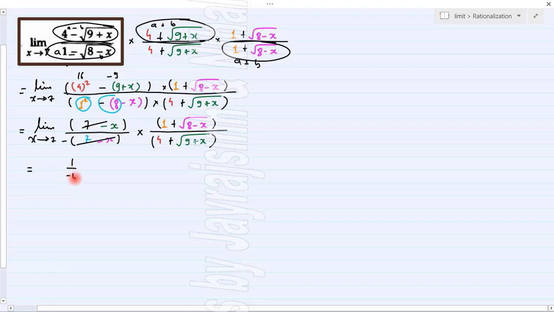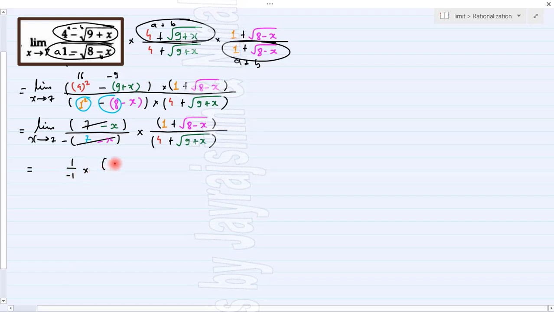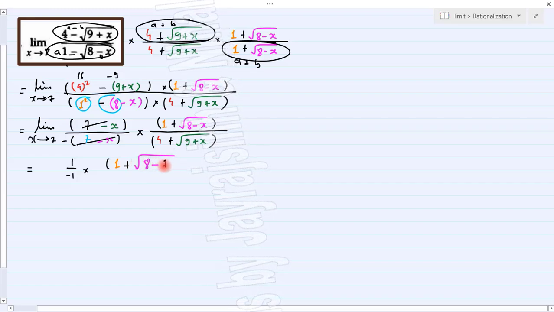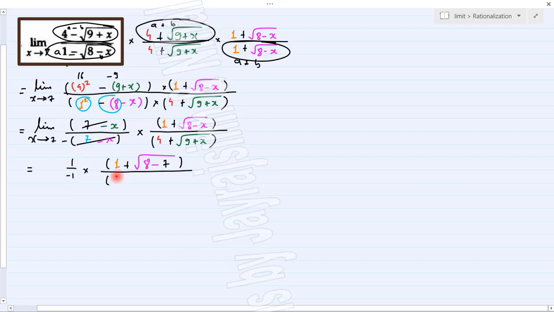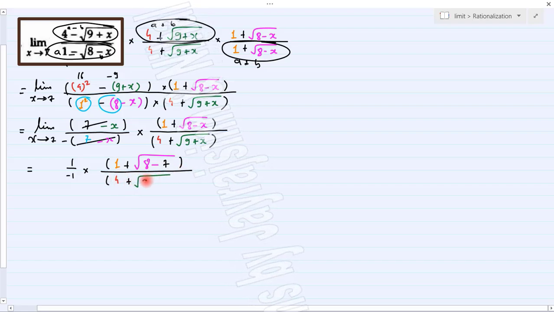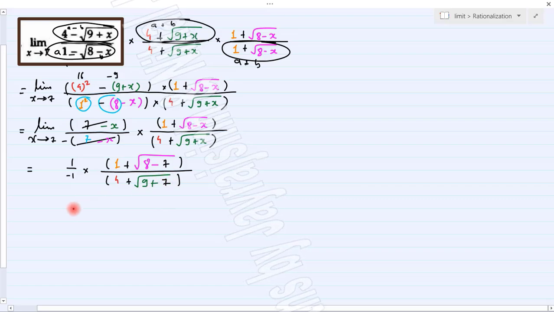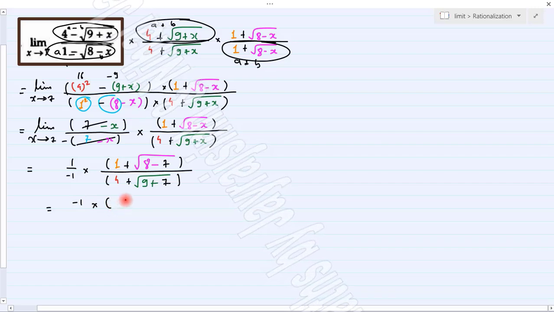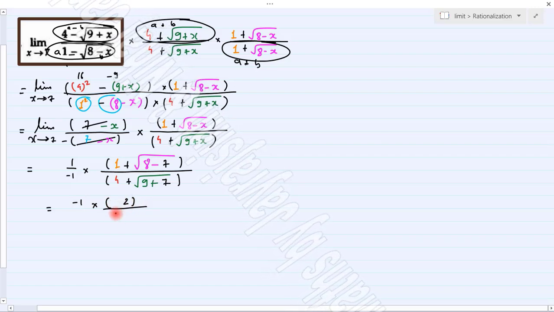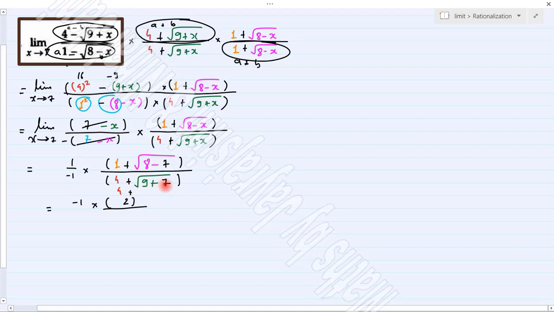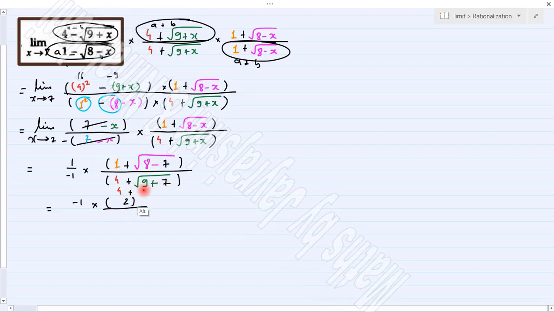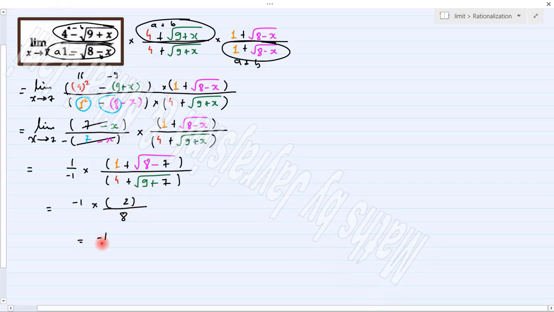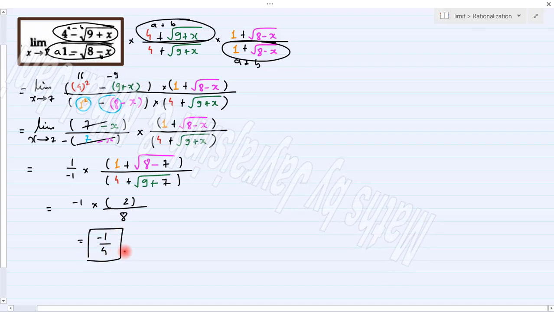So this is 1 upon minus 1 into (1 plus under root of 8 minus 7) upon (4 plus under root of 9 plus 7). So here we'll get minus 1 into 1 plus 1, or we can say 2 in the numerator, upon 4 plus root 16, which is also 4. So you'll get 8. So your final answer is minus 1 by 4. Ta-da!